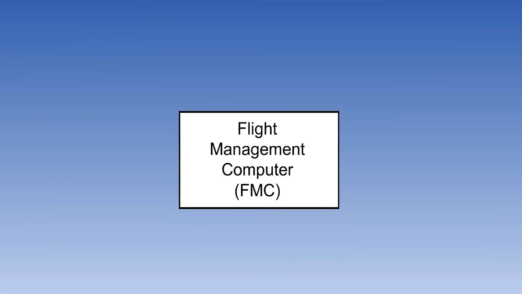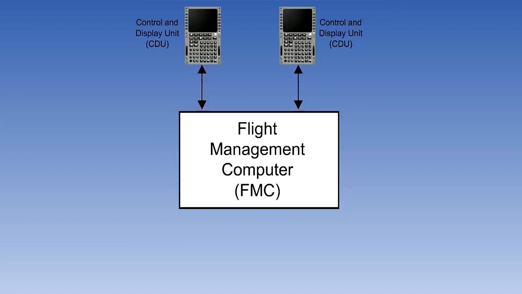A flight management computer or FMC. This is the central processor which combines all the other components into an integrated system. It also carries out the navigation, guidance and performance calculations. A control and display unit or CDU for each pilot. This allows them to input information through a keypad and receive information through a display screen. Our arrows therefore go both ways.